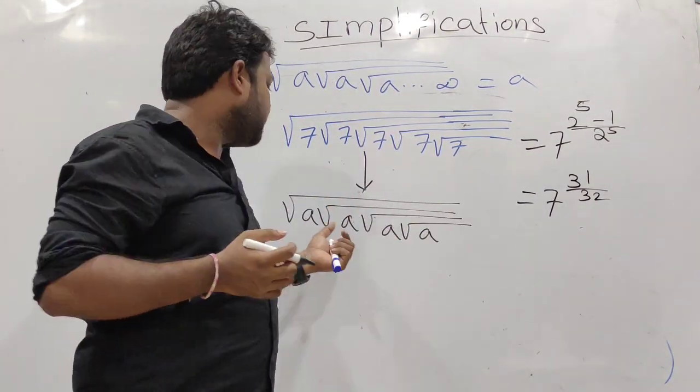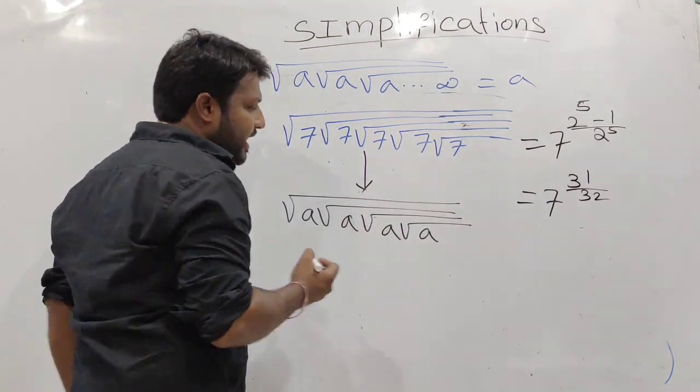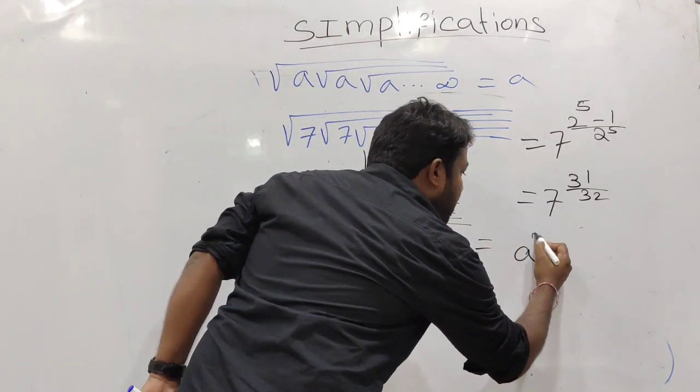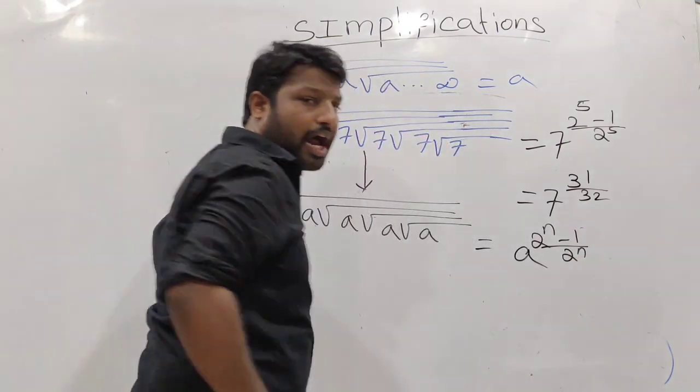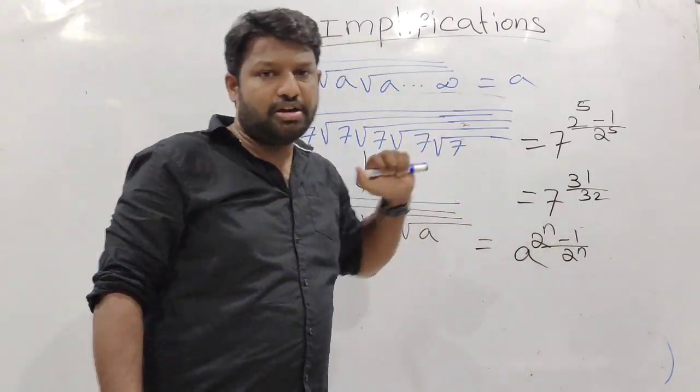Suppose n terms, maybe 3 terms, maybe 4 terms, maybe 5 terms, maybe 10 terms are there, what is the direct answer? a to the power of (2 power n minus 1) by 2 power n. All powers: a to the power of (2 power n minus 1) by 2 power n.